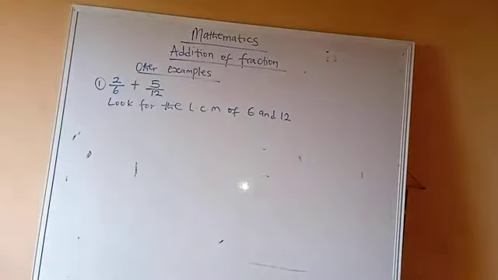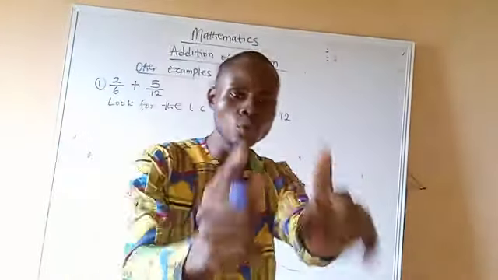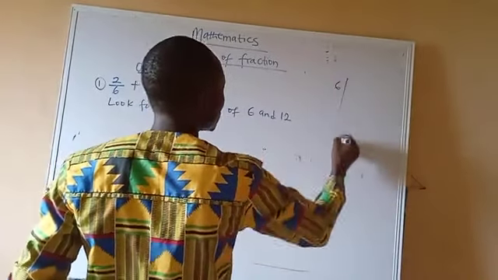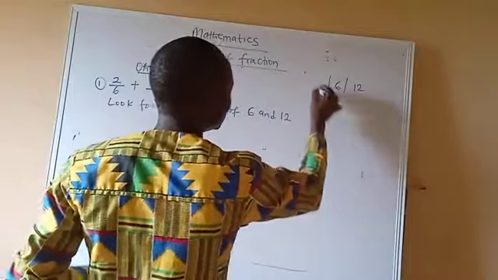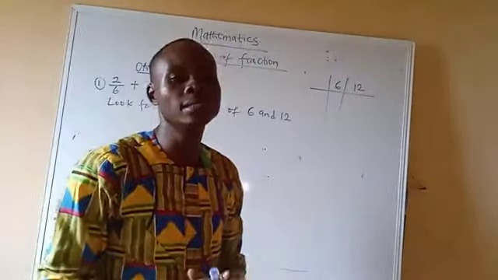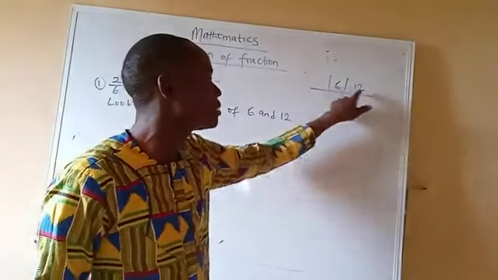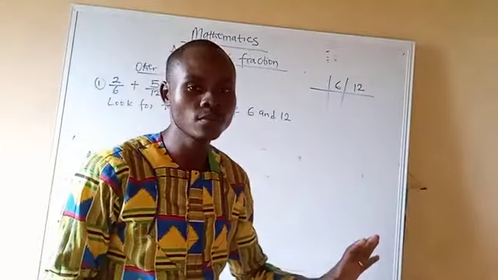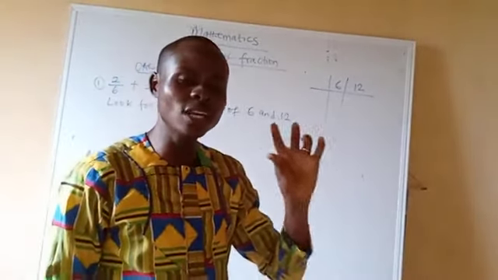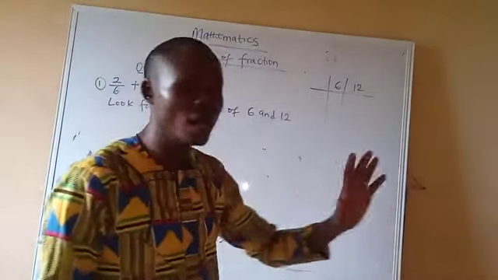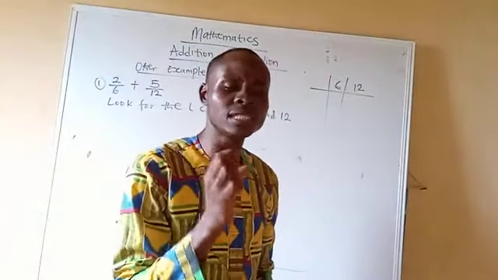Okay, welcome back. What you do in LCM is this. You rule. You get your 6, you write your 12 here, you cross it like this. Now we are looking for the smallest number that can divide any of these numbers. If that number can divide 2 of them without remainder, good. But if you can also see that if that number can divide 1 of it without remainder, you can go ahead. But let it be the smallest number.